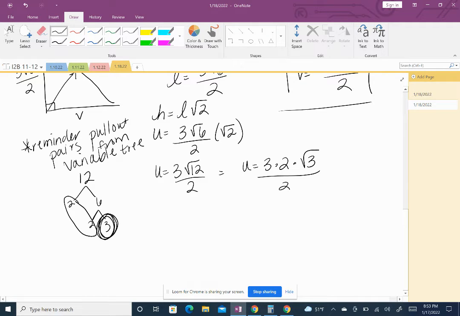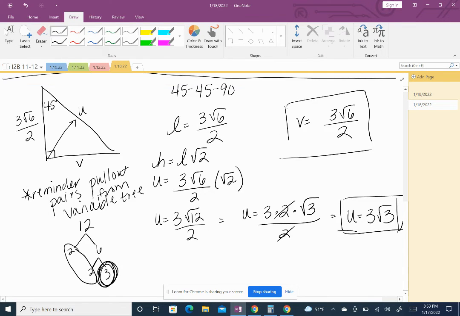Okay, and then divide by 2. Those will cancel out. Or you could just know that 6 divided by 2 gives you 3. Either way, it gives you the same answer. So U is equal to 3 square root of 3. That's your final answer. So we have our two answers here. This is our V, and this is our U. Okay?